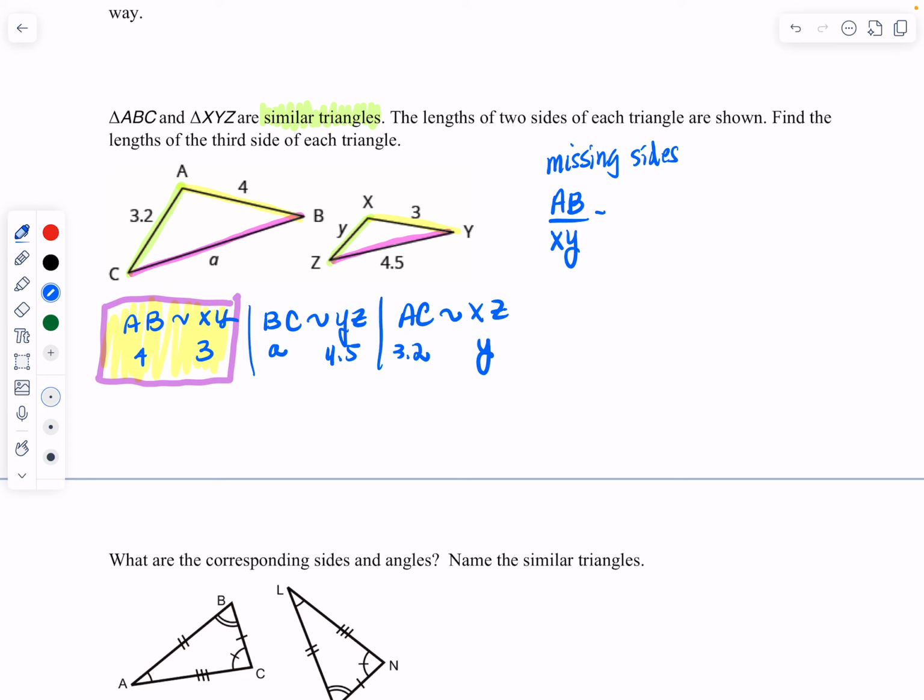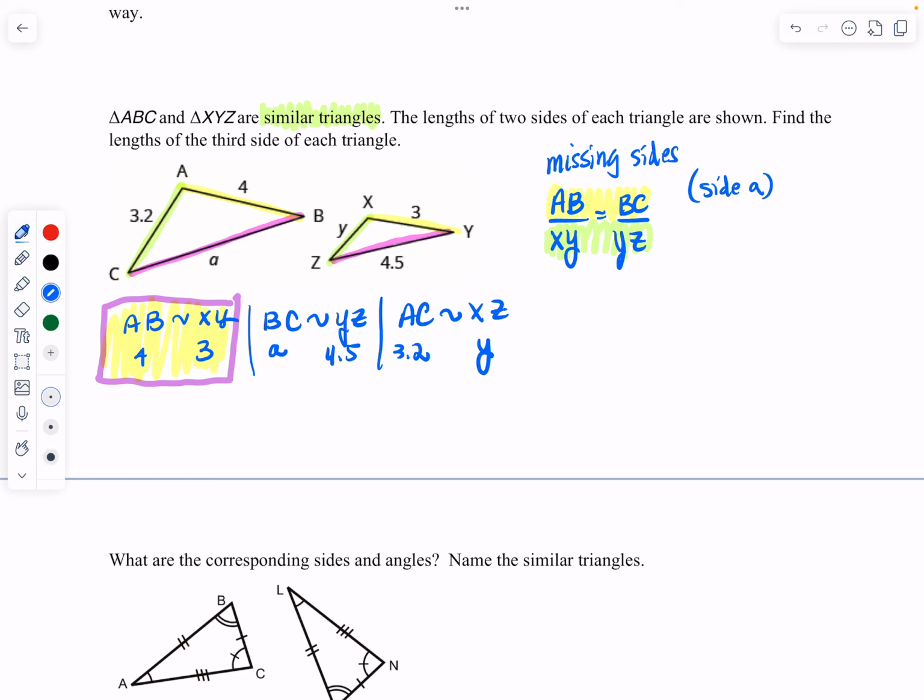Okay, now equals. Now if I want to go after side A, I'm just going to put a little note on the side that I'm doing that one. Then I'm going to put BC over YZ. Now notice again, I told you guys to be careful. AB and BC belong to the same triangle, okay? And XY and YZ belong to the same triangle, okay? So be careful.